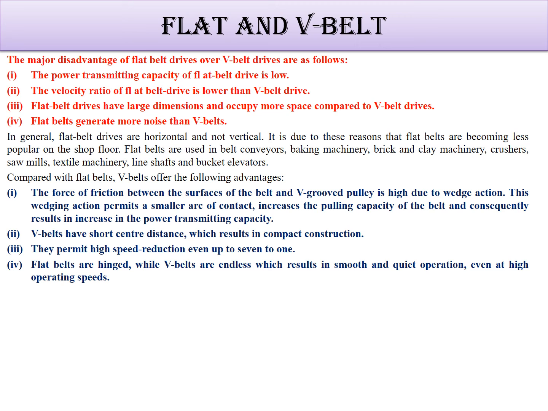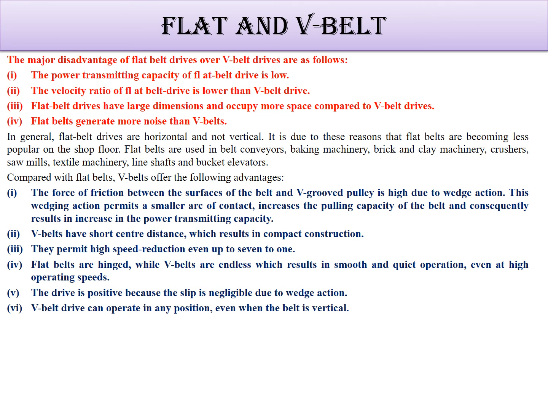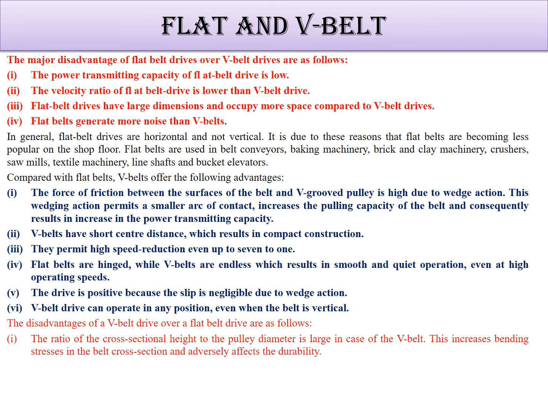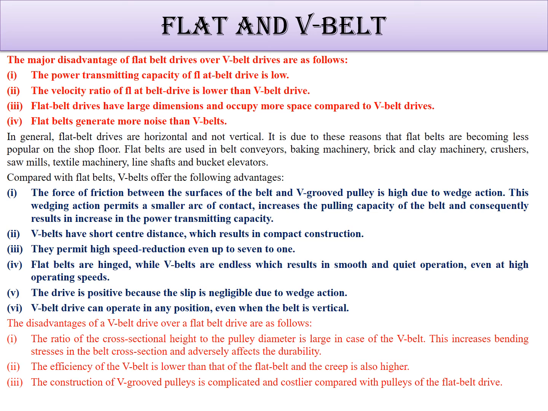Just go and see the flour mill also. In the flour mill you will find a flat belt where the joints are there. There are different types of joints for joining the belts, but in V-belt you will never find a joint. It's endless. It's a positive drive and can operate in any position. Disadvantage, we know that the cross section height and the pulley diameter is large in case of V-belt. Efficiency is lower than that of the flat belt. The construction of V-belt is complicated and costlier, but its performance is really good.